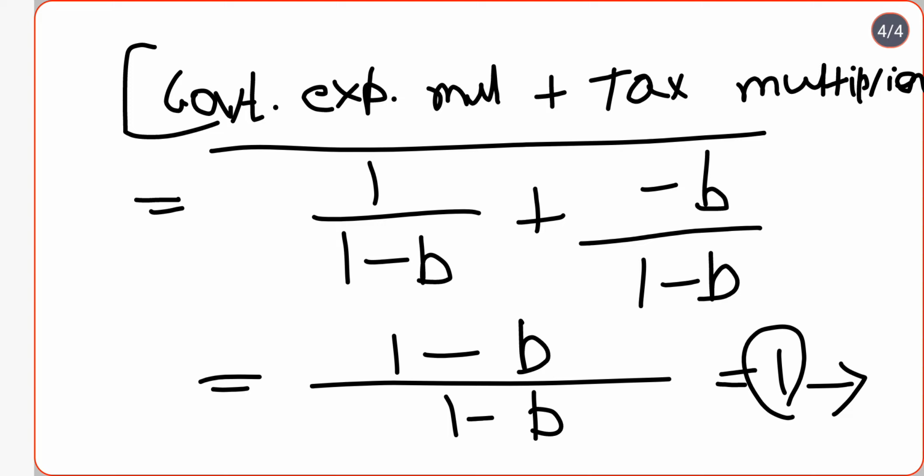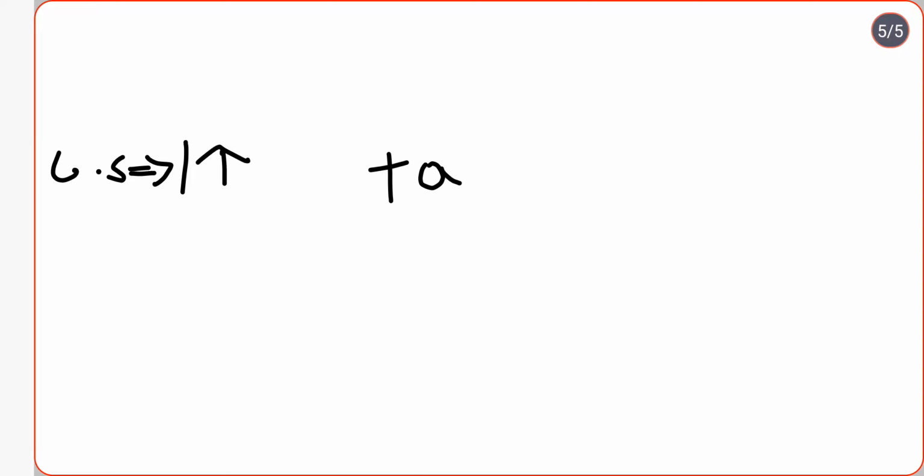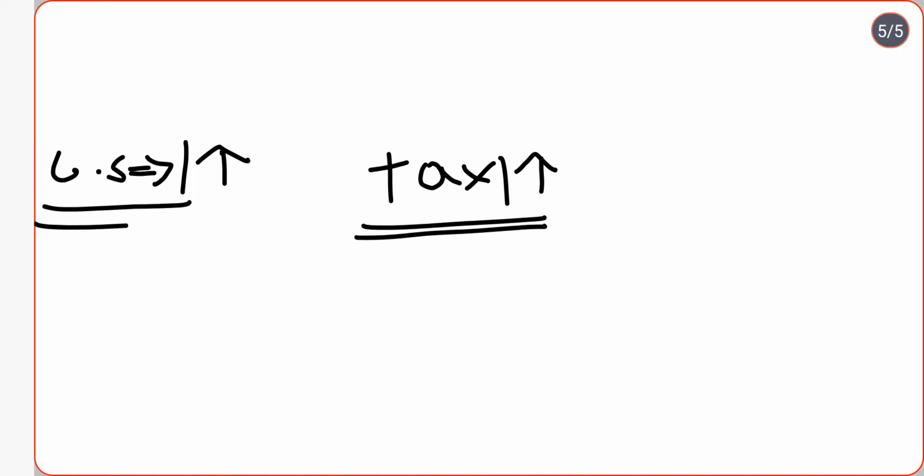Now let me tell what it actually tells. What is the meaning of government expenditure multiplier plus tax multiplier equals 1? This tells that if the government increases government spending by 1 unit, and the tax taken by the government also increases by 1 unit, then the equilibrium income will also increase by 1 unit.